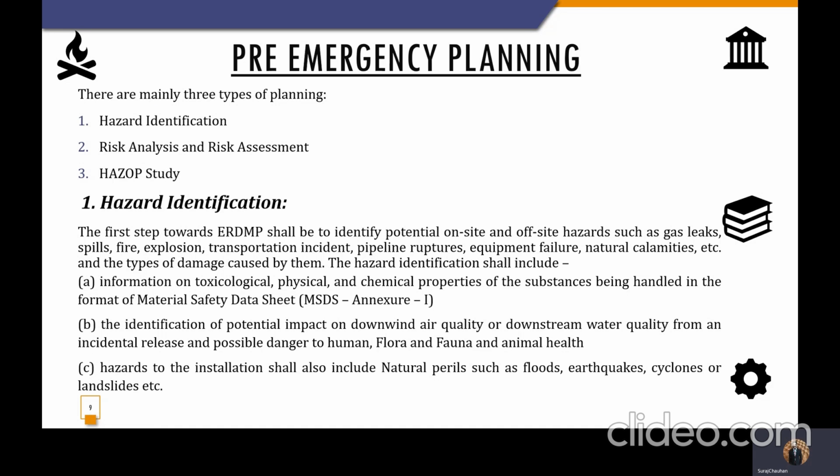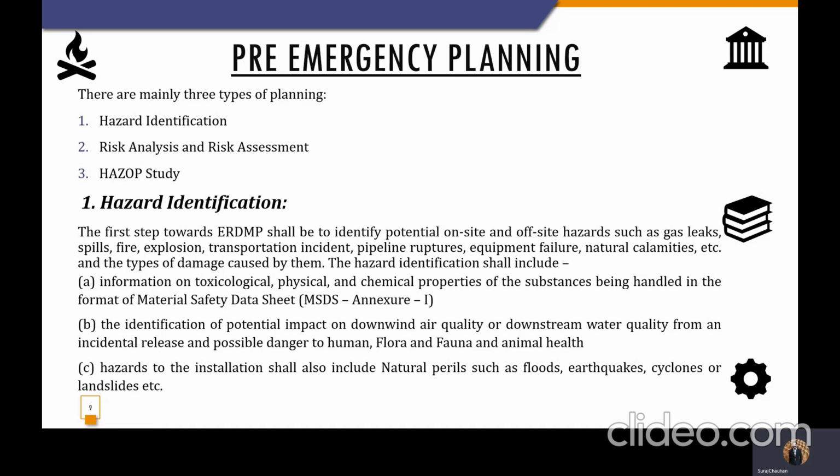So, hazard identification includes information on toxicological, physical, and chemical properties of the substances being handled in the format of a material safety datasheet. Now, in CGS, natural gas is being transported through pipeline. So, the physical and chemical behavior of natural gas, such as its composition, its UEL, that is upper explosive limit, its LEL, that is lower explosive limit, etc., should be known.